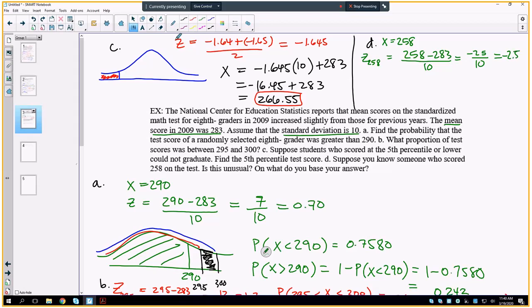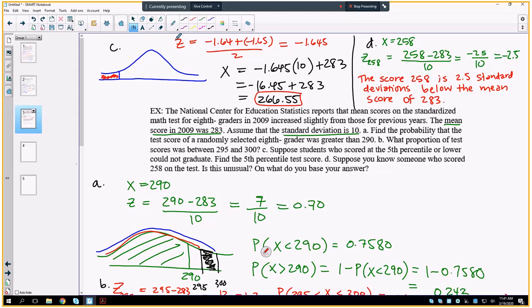Now we know that when we're talking about the normal distribution and we're using z, z instantly tells us the number of standard deviations. So the score, 258, is 2.5 standard deviations below the mean. Which was 283.